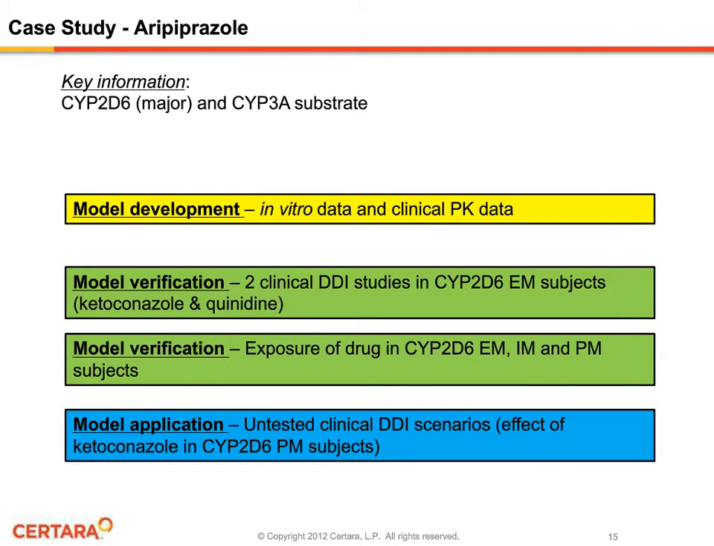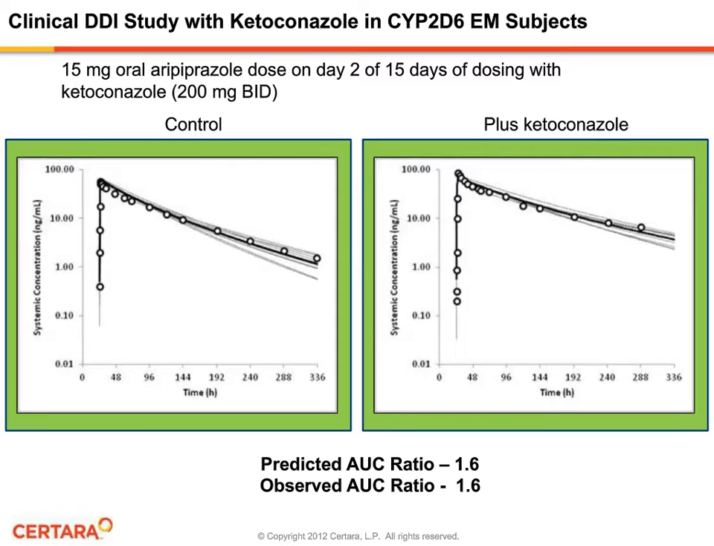So in this particular case here, you can see the clinical DDI study with ketoconazole in CYP2D6 EM subjects. On here, we've got the control situation following a single oral dose of aripiprazole, and in this situation here, we get an increase in exposure when it's co-administered on day 2 of 15 days dosing with ketoconazole. And the predicted AUC ratio is 1.6, and the observed AUC ratio, again, the two are consistent, which is exactly what we want. So that is with respect to the CYP3A4 inhibition.